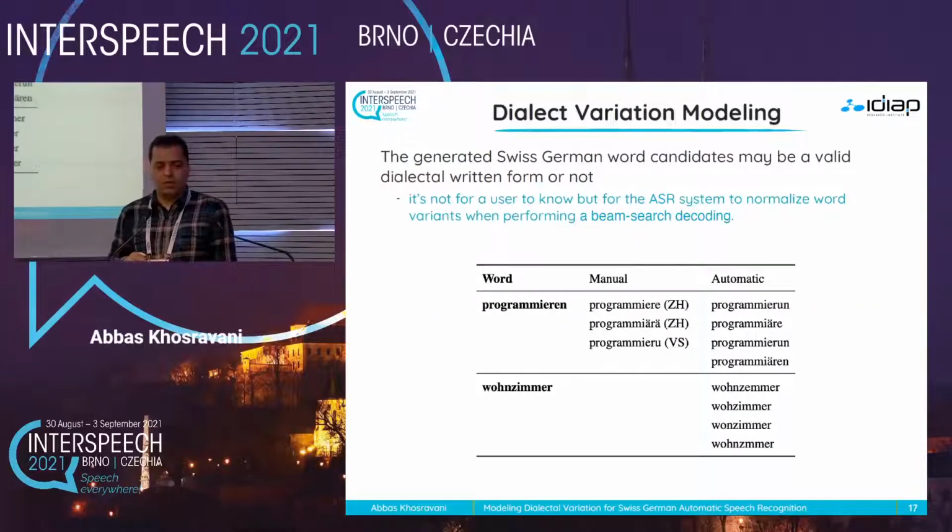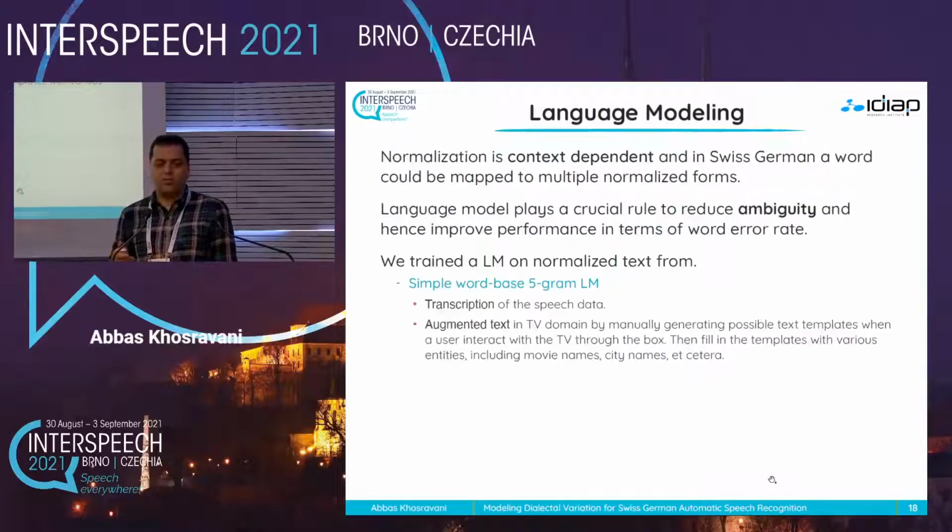So here is an example of the output of this modeling. For instance, the word program in German. Here we have 3 manually generated writing forms, and then these are the automatic ones that we generated by this model. And we also have this word meaning living room. We don't have any entry for it in our manual lexicon, but our generated model provides a couple of them, some of which are valid. But if one is not valid, it's not a problem, because we actually use a decoder in order to find the best path.